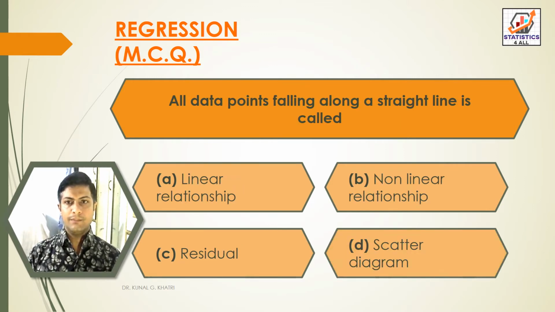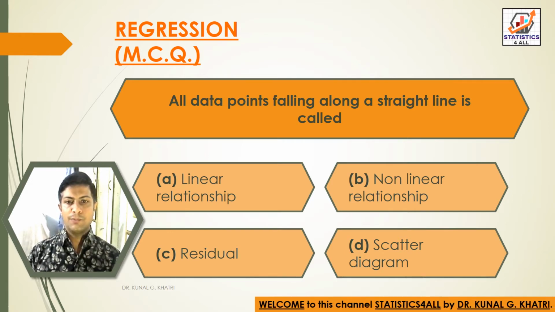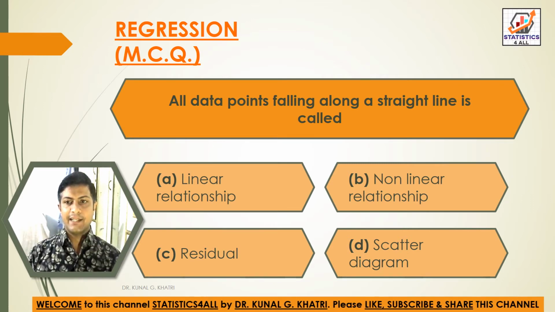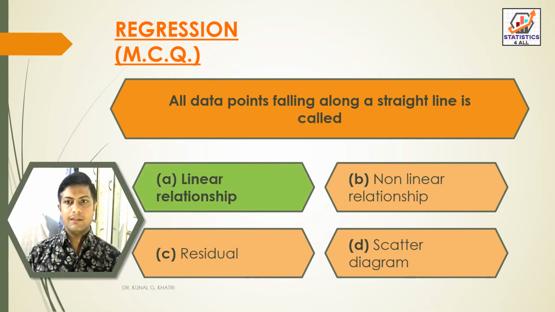Next question. All data points falling along a straight line is called option A linear relationship, option B non-linear relationship, option C residual and option D scatter diagram. So here we have answer option A, linear relationship. All data points falling along a straight line is called linear relationship.